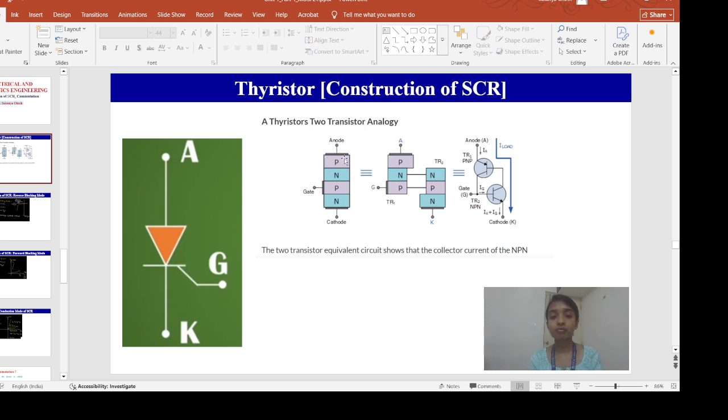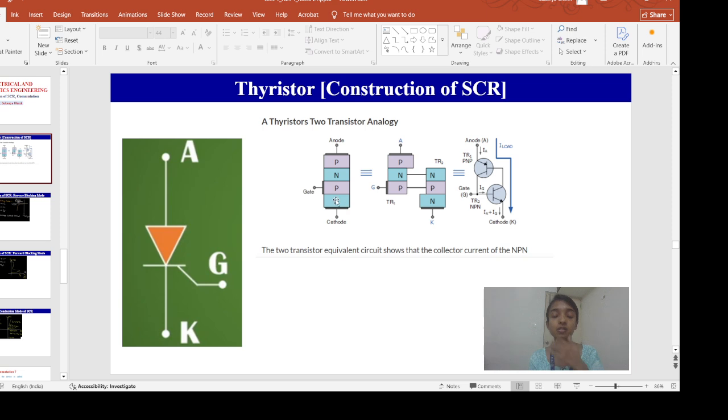It consists of alternate PN-PN layers. That means it is a 4-layer power semiconductor device where the top side P layer is connected to the anode terminal through a metallic contact. Bottom side N layer is connected to the cathode terminal through a metallic contact, and before this bottom side N layer there is one P layer. From that P layer we are connecting the gate terminal through a metal contact.